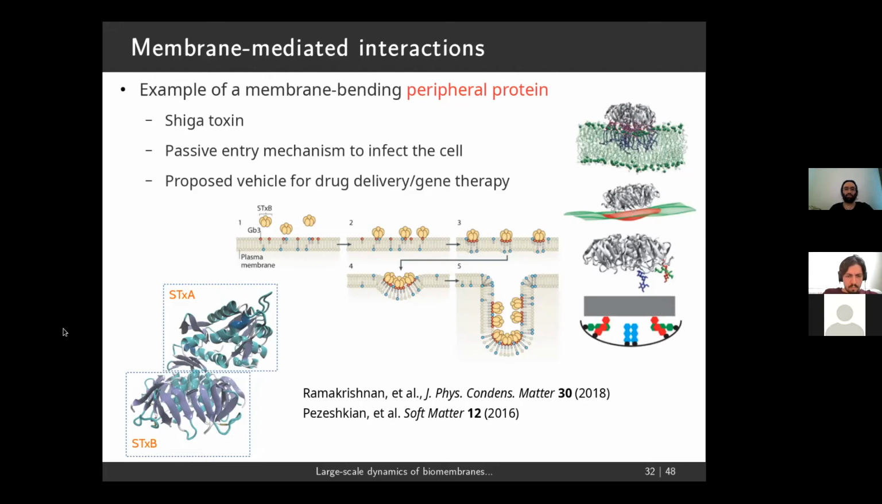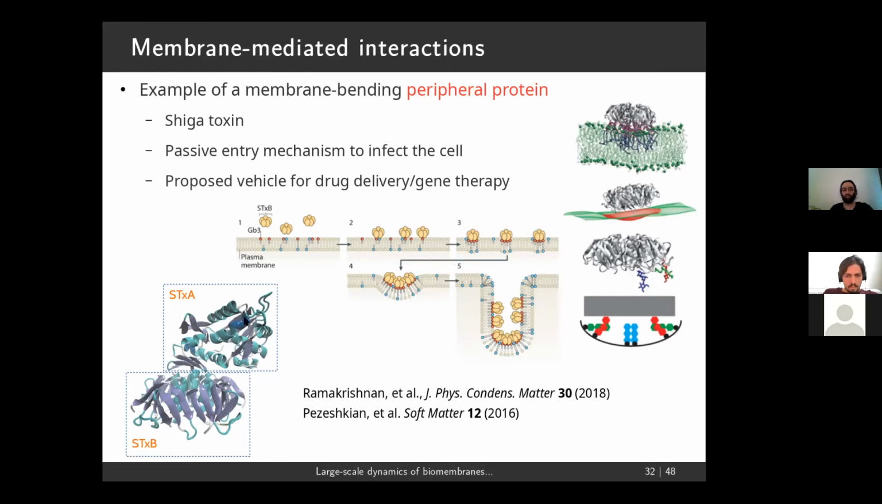So Shiga Toxin, the way it works is a two-part protein. So it has a subunit A and a subunit B. The subunit A is the actual toxin. If it gets inside the cell, it disrupts protein production. The subunit B is basically tasked with getting the subunit A inside.